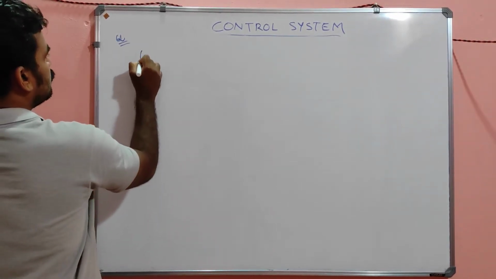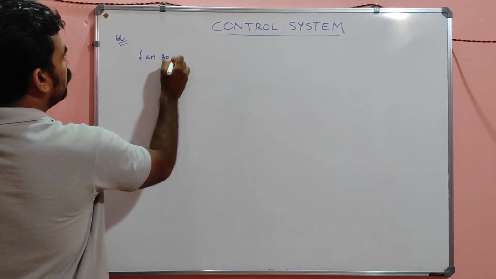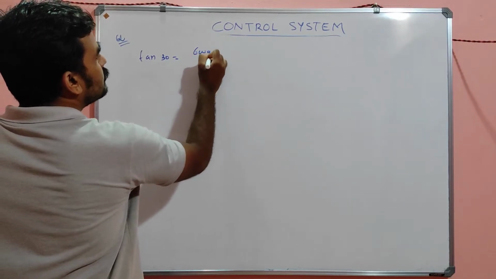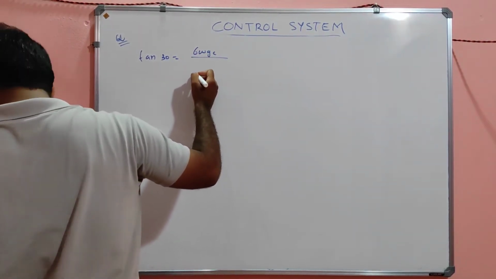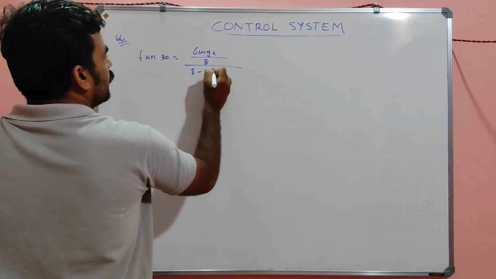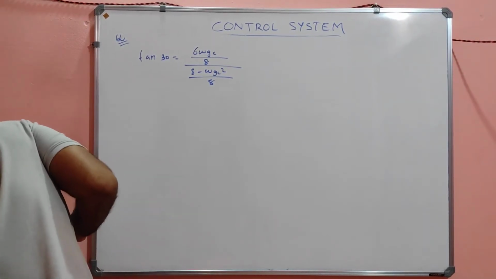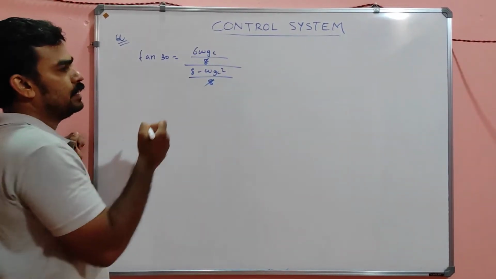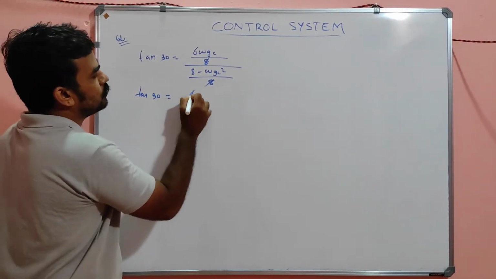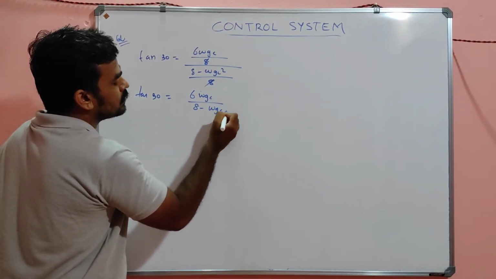At which we got the equation like tan 30 equal to what, my dear? 6 omega gc whole divided by 8 minus omega gc square whole divided by 8. Am I right? The 8 and 8 get cancelled, so I can write tan 30 is equal to 6 omega gc divided by 8 minus omega gc square.